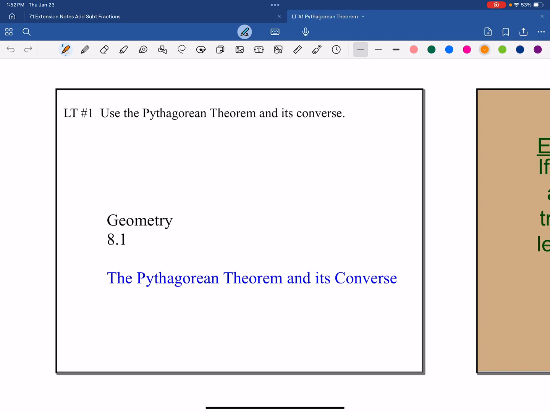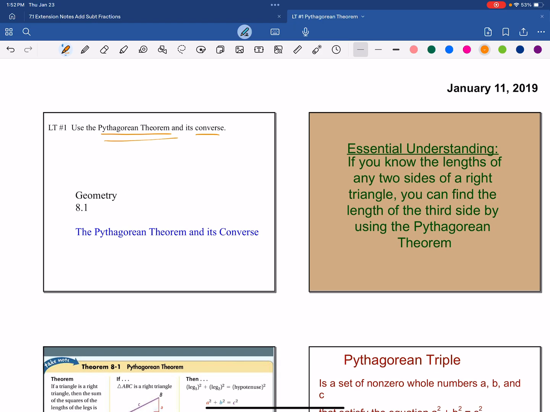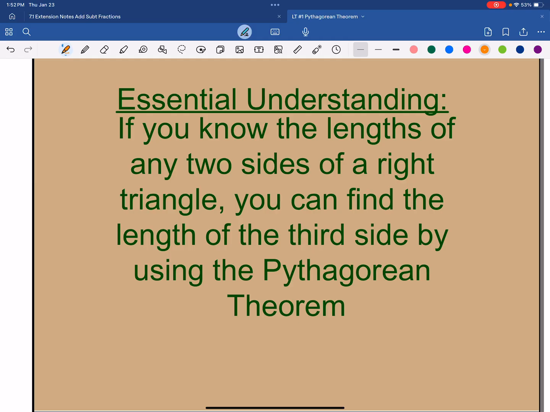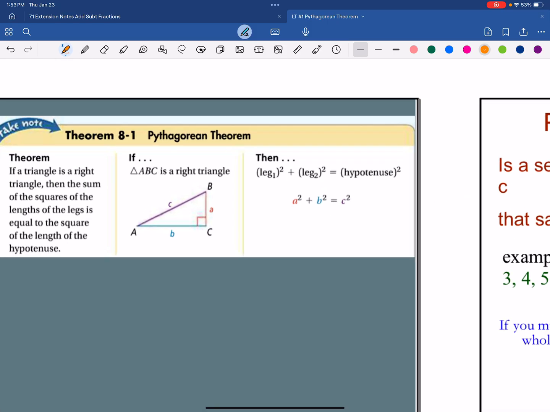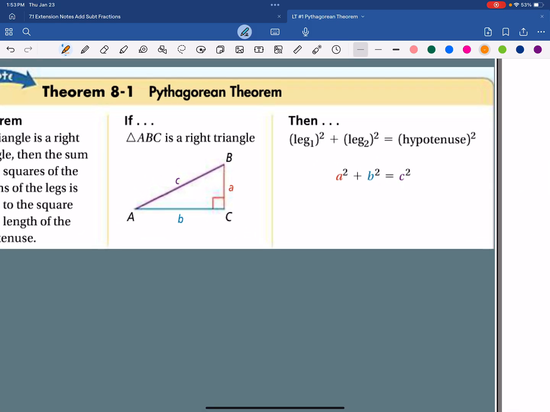Hello, this movie is in Unit 8, Learning Target 1, the Pythagorean Theorem and its converse. So, if you know the lengths of any two sides of a right triangle, which has a right angle, then you can find the length of the third side using the Pythagorean Theorem. So if we have A, B, and C, we know A squared plus B squared equals C squared. So given any two sides, we can find the length of the third.